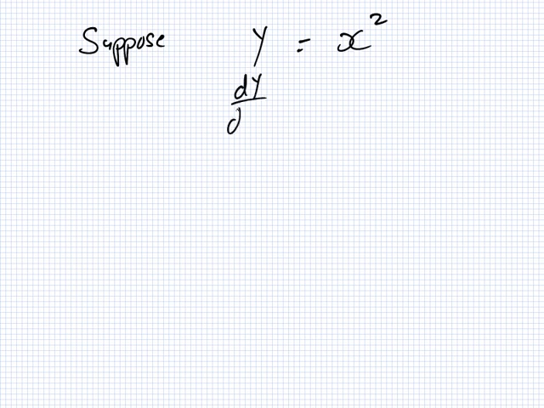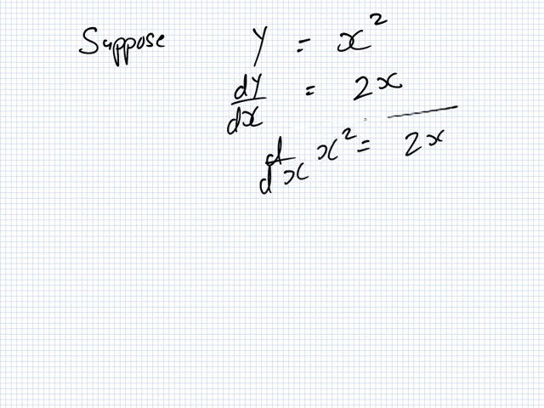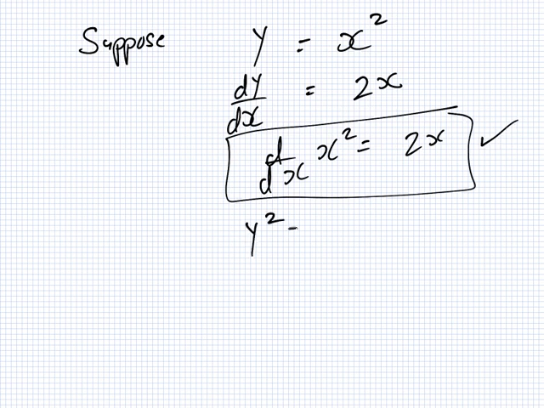Let's have a look at a simple example to see. Suppose y equals x squared, and dy/dx is equal to 2x. In other words, the derivative of x squared equals 2x. And everybody, of course, is happy with that. Now, what is y squared equal to? That's equal to x to the fourth. So what's the derivative here of y squared? Well, that's the derivative of x to the fourth.